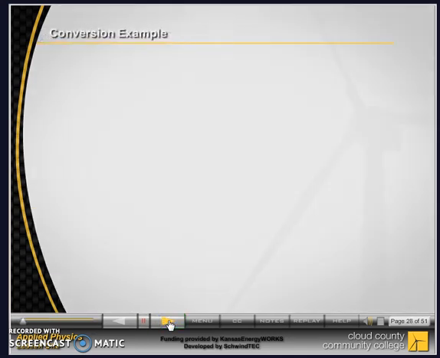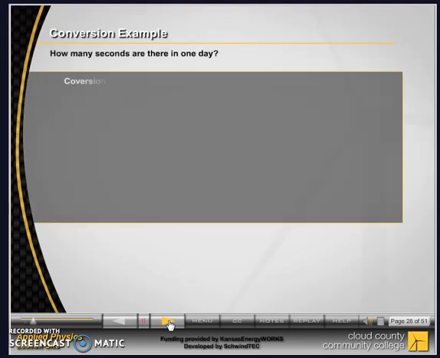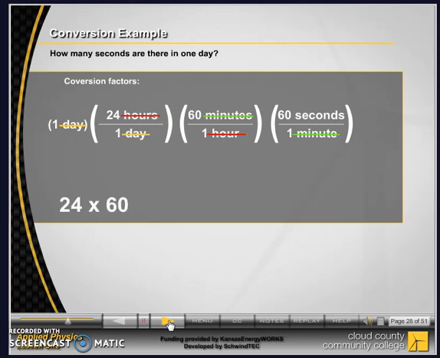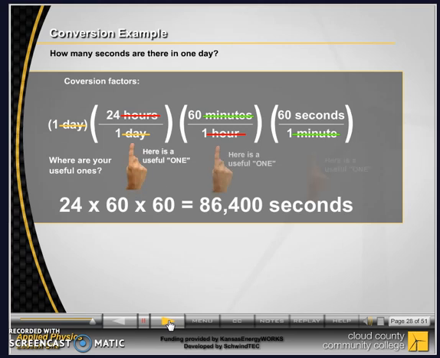Let's look at an example. How many seconds are there in one day? We will use the conversion factors: 1 day equals 24 hours, 1 hour equals 60 minutes, 1 minute equals 60 seconds. We'll set up the magic ones. 1 day times 24 hours per 1 day times 60 minutes per hour times 60 seconds per minute equals 86,400 seconds. Where are your useful ones?